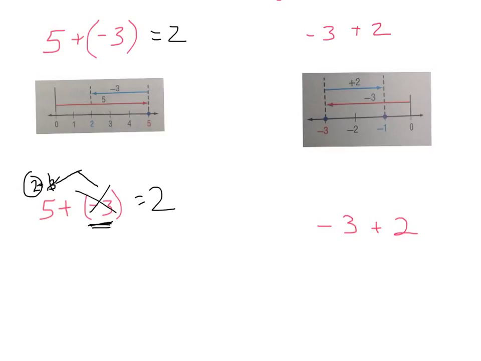So I could look at the one over here, -3 plus 2, and I could start off on my number line. -3 would go to the left, so I can see right here is -3, and now I'm going to add a +2. Okay, so a +2 would move to the right, 1, 2, and that leaves me at -1. So a -3 plus a +2 is a -1.